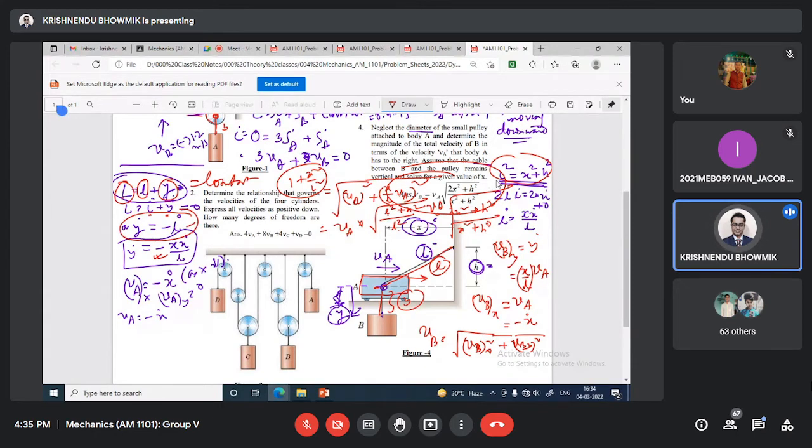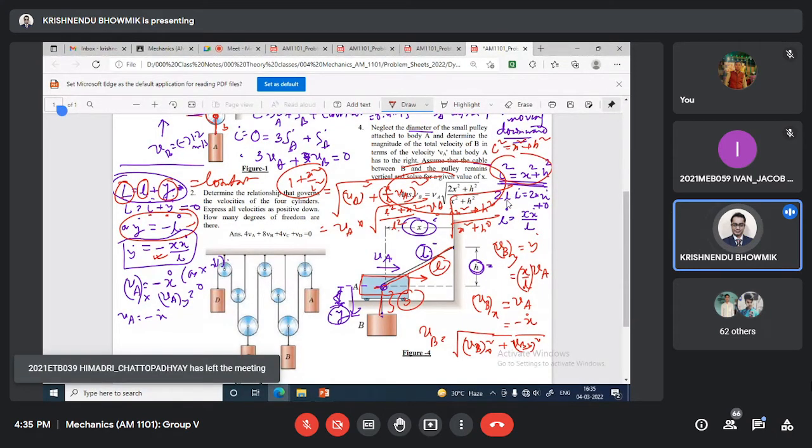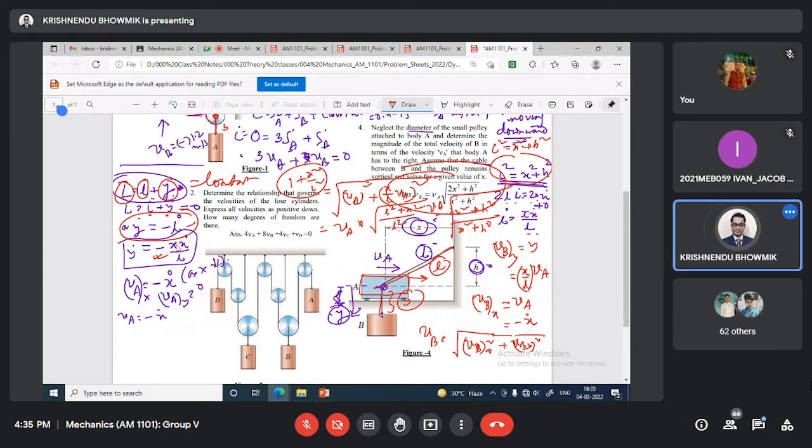Now from the relationship L square equals x square plus h square, taking the derivative, 2L L dot equals 2x x dot. So L dot will be x dot by L. If I put that in, y dot will be minus x dot by L. Now we are considering x is decreasing, so it is negative. So VAy will be 0, and VAx will be minus x dot.